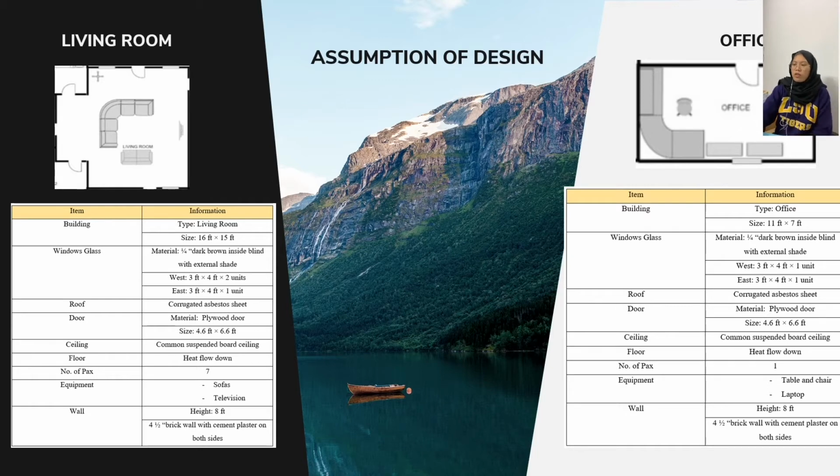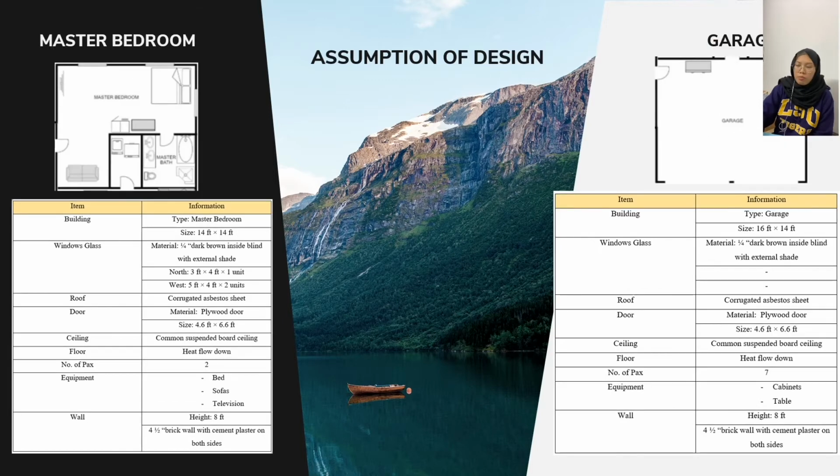For the office, the size of the office is 11 feet times 7 feet. The number of packs is 1% and the equipment in this office is a table, chair and laptop.